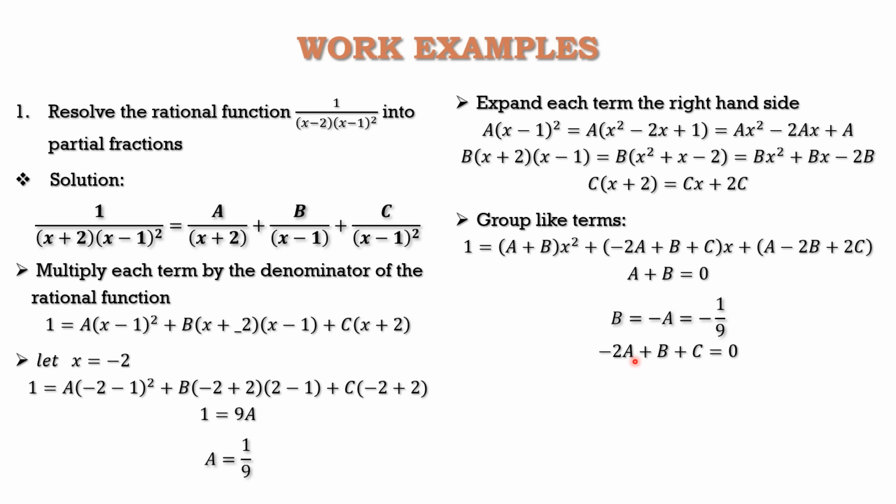So I have my a, I have my b. I can substitute the a and b here in order to get the answer for c. In doing that, making c the subject, c will be equal to 2a minus b, equal to 2 times 1 over 9 minus 1 over 9, and my c will give me 1 over 3.